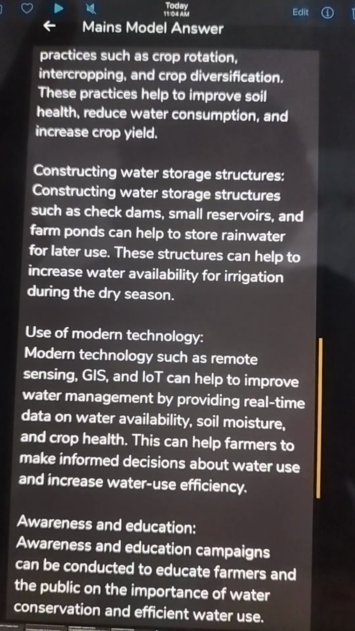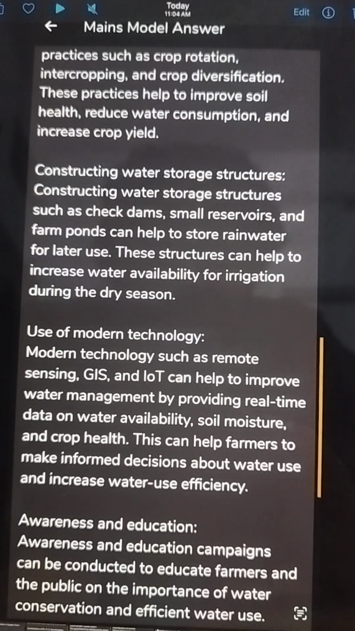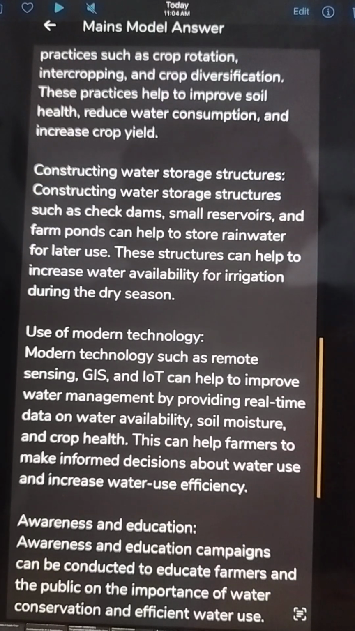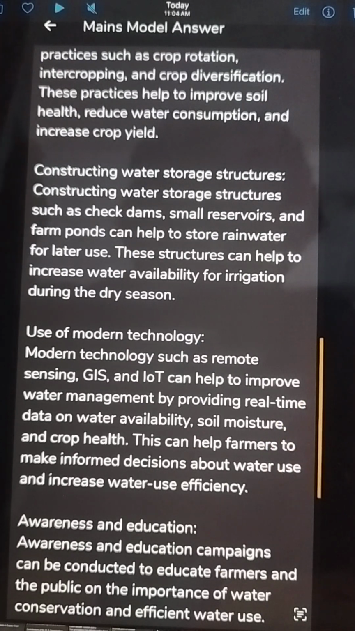And constructing water storage structures. Constructing water storage structures such as check dams, small reservoirs, and farm ponds can help to store rainwater for later use. These structures can help to increase water availability for irrigation during the dry season.